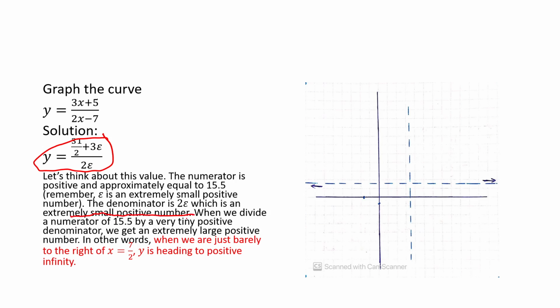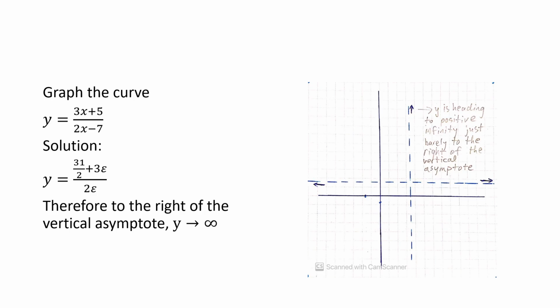And so when we divide that numerator of 15.5 by that very tiny positive denominator, we're going to get an extremely large positive number. In other words, as it says in red, when we're barely to the right of x equals 7/2, y will be heading to positive infinity, because that y coordinate that we're getting from doing that is going to be huge and positive. Positive numerator, positive denominator. Okay, so that tells us that y is heading to positive infinity, just barely to the right of the vertical asymptote.